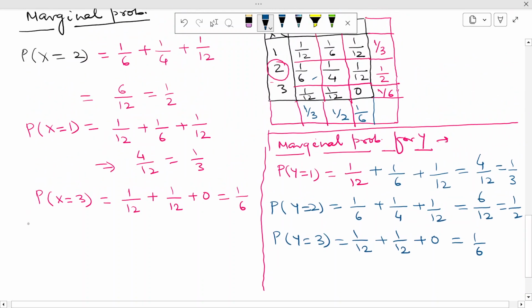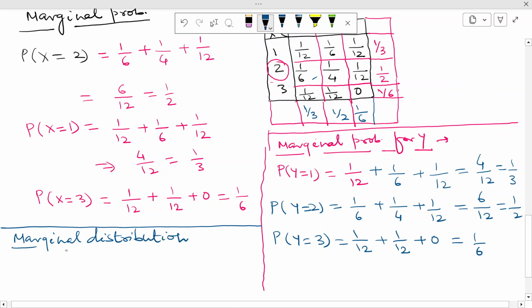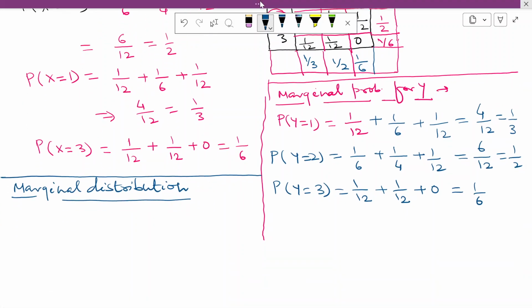Now, sometimes it is asked that you have to find the marginal distribution. Sometimes we have to find the marginal distribution for the random variable. So marginal distribution means we have to find a table.